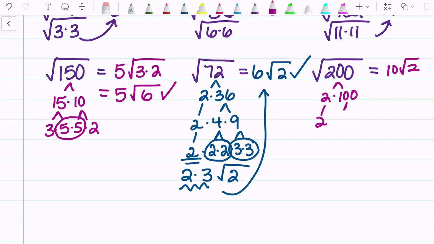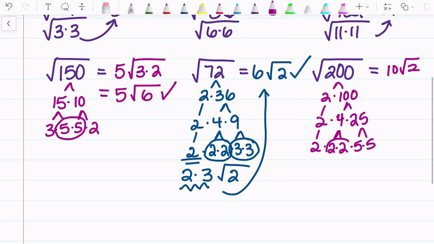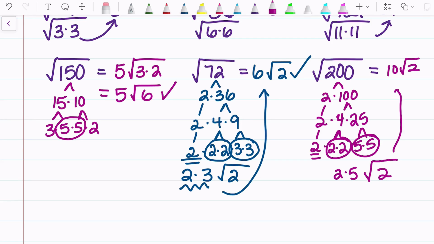You might think, okay, well, what if you did 4 times 25? Then bring down my 2. The 4 is 2 times 2. The 25 is 5 times 5. You would have had a pair of 2s, a pair of 5s. A 2 times a 5 on the outside would have made that 10, and then you still had this 2 left on the inside, and that gives you the same answer as that one.